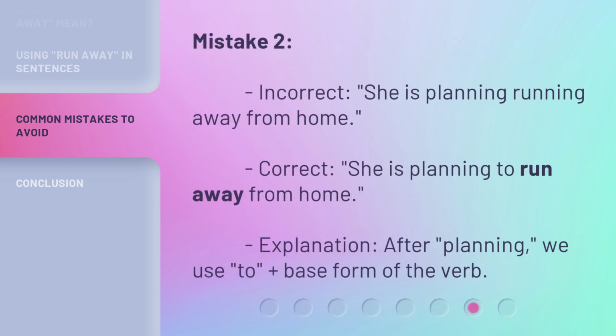Mistake 2. Incorrect: "She is planning running away from home." Correct: "She is planning to run away from home." Explanation: After "planning," we use "to" plus the base form of the verb.